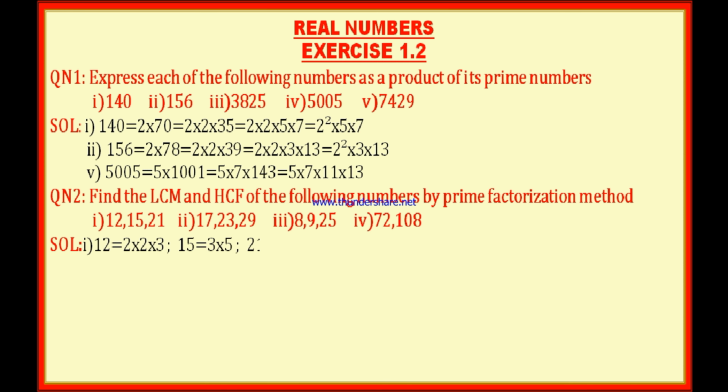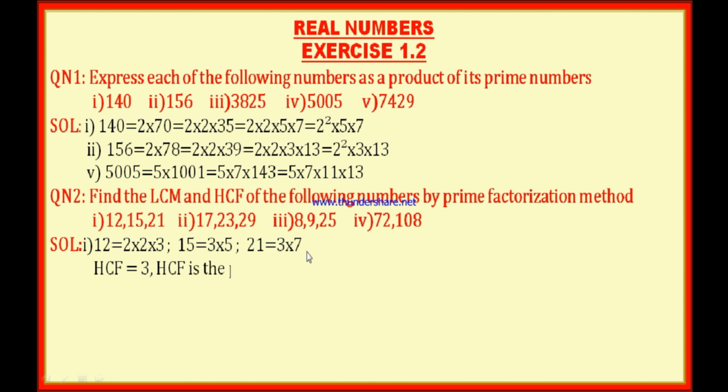First bit is 12, 15, 21. First of all, we divide 12 as prime factors. 12 is 2 into 6. 6 is 2 into 3. Therefore, in total 12 is 2 into 2 into 3. And 15. 15 is 3 into 5. And 21. 21 is 3 into 7.